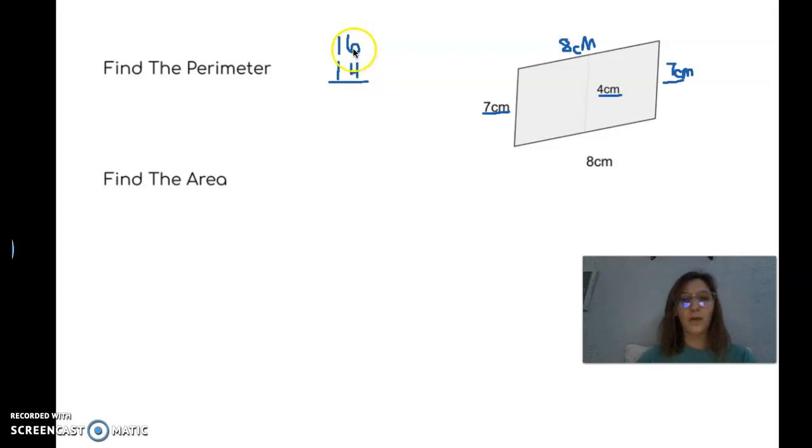And I know that this equals 10. Carry my 1 equals 3. So I know all my sides added together equals 30. Make sure I bring over my centimeters. So finding the perimeter is 30 centimeters. Alright, now I'm going to find the area.